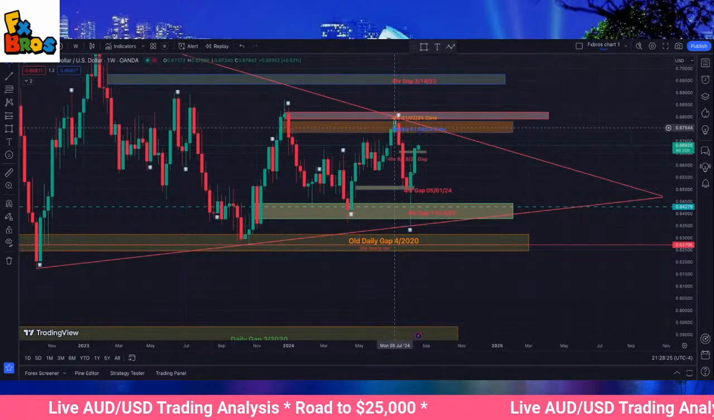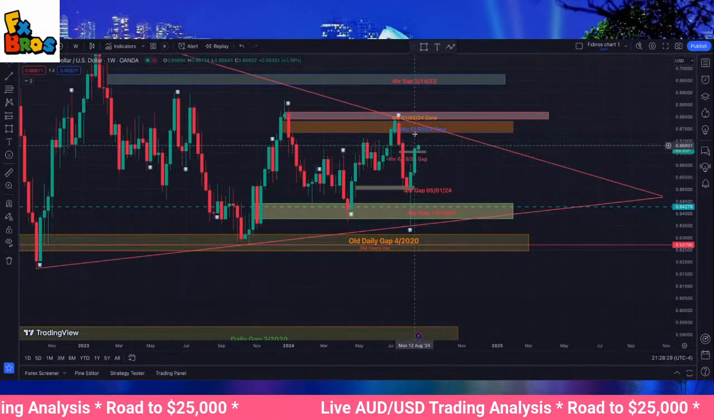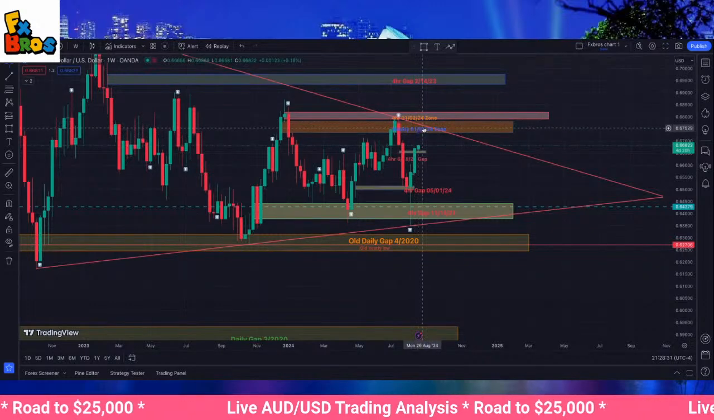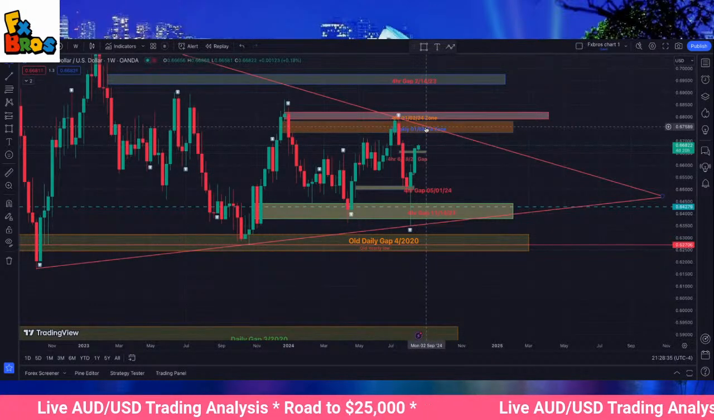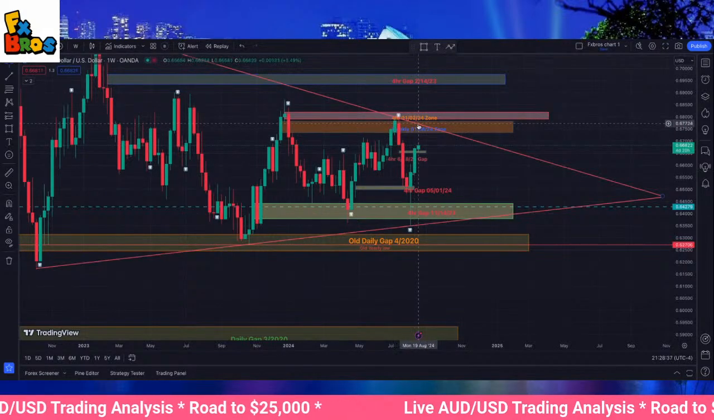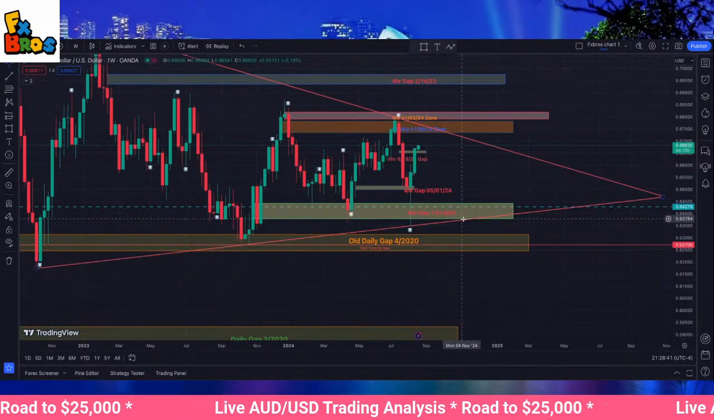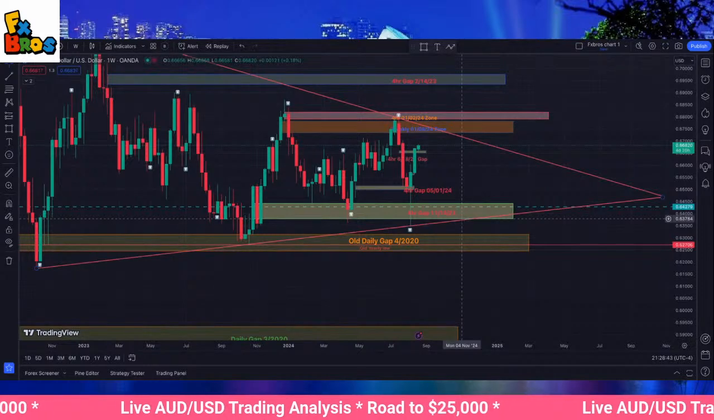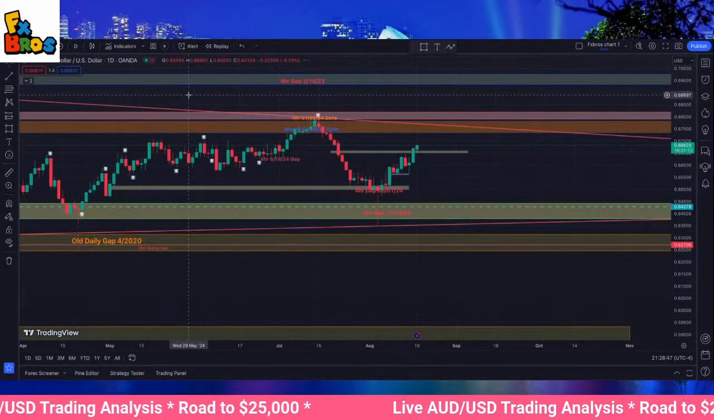Feel like it had a chance to do it here, so I'm leaning more towards filling in this gap, maybe waking up to reject this range in this wedge. I mean, it's a trend line in this wedge, and then trading lower. Simple as that. So we go down to the daily.